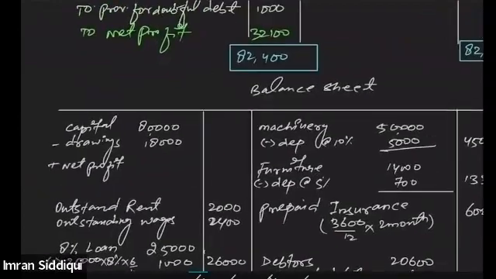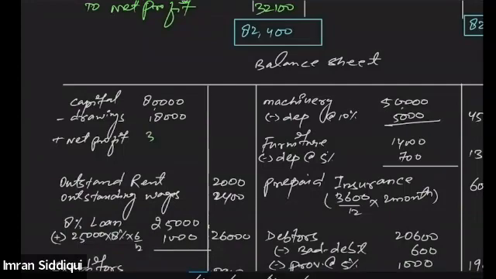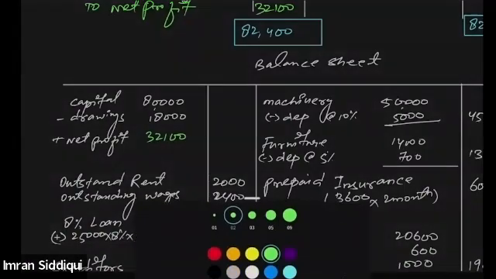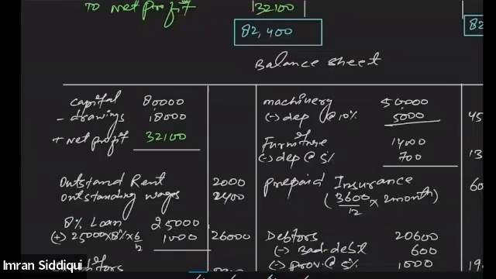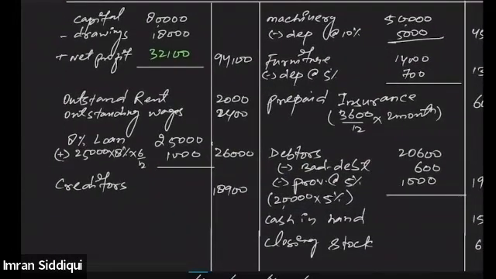Understood? And whatever the profit that we got, we'll record that here in the balance sheet along with the capital, 32100, and totaling this we'll get the amount of capital, and capital will be 80 plus 32100 minus 18,000. It will be 94,100. All right, and yeah, this is it. We have done everything, I guess. 2,000, 2,400. Yes, okay, this is it.